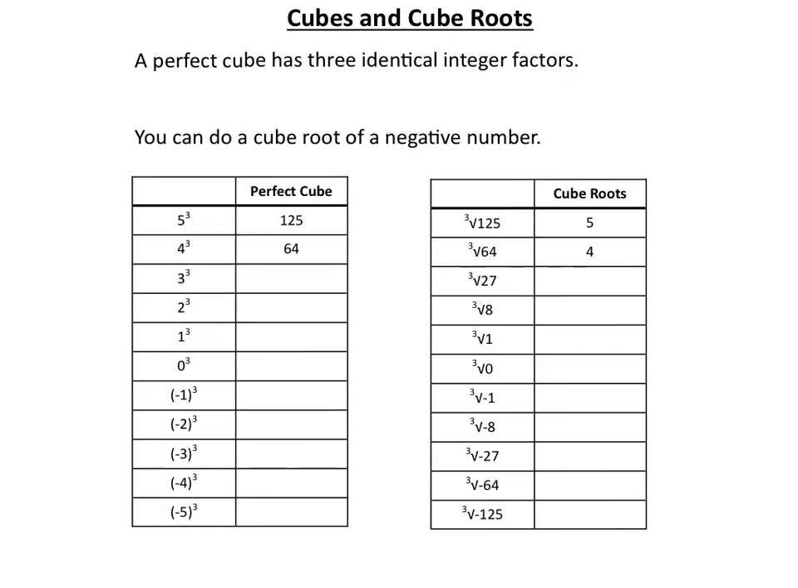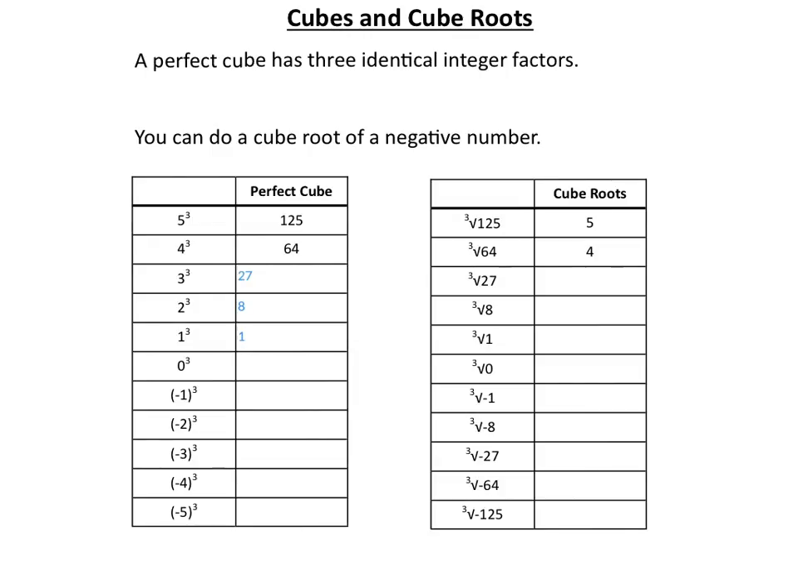5 times 5 times 5, which is 5 cubed. 5 times 5 is 25. 25 times 5 is 125. 4 cubed. 4 times 4 is 16. 16 times 4 is 64. 3 cubed. 3 times 3 is 9. 9 times 3 is 27. 2 cubed. 2 times 2 is 4. 4 times 2 is 8. 1 cubed. 1 times 1 is 1. 1 times 1 is 1.